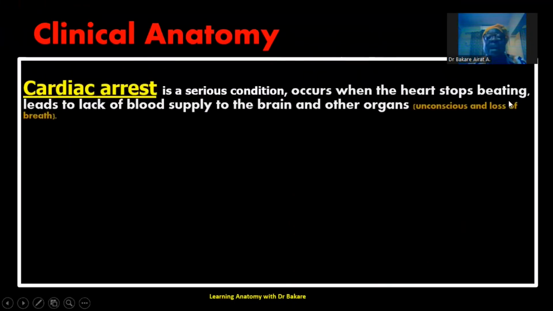So let's look at this clinical anatomy. We have cardiac arrest. Cardiac arrest is a serious health condition and it occurs when the heart stops beating. So when it stops pumping blood out, this is referred to as cardiac arrest. And we know that when blood is not being pumped out, body tissues will not be filled with oxygen and nutrients, most especially the brain tissue that is responsible for controlling activities of the whole body. And this can lead to sudden loss of life.